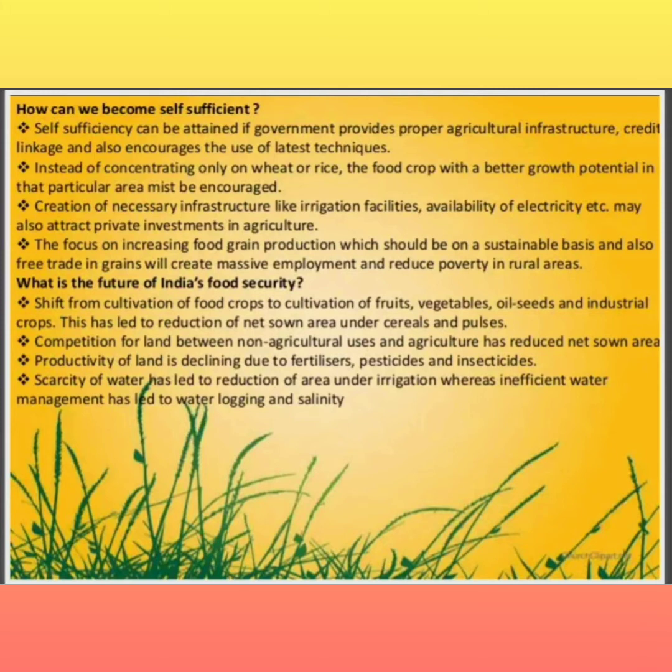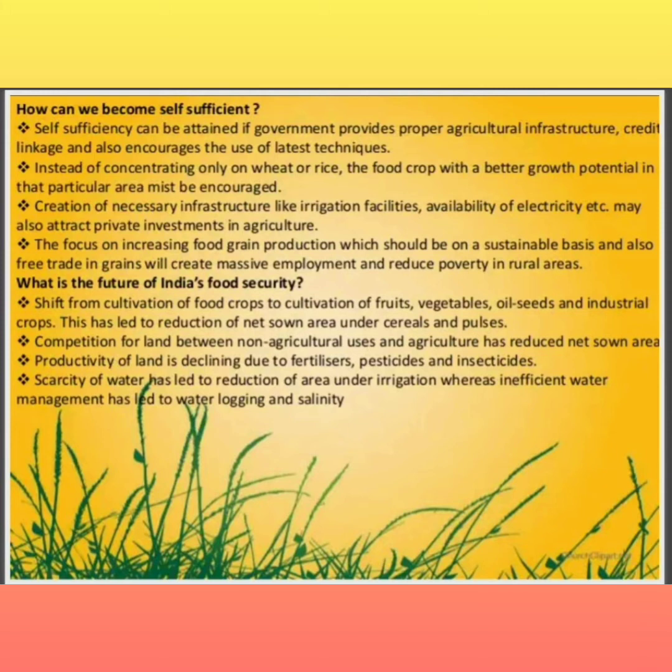Now, the next question is, what is the future of India's food security? A big question. So, what is the status of food security in India, or what is its future? There is a shift from the cultivation of food crops to the cultivation of fruits and vegetables, as we talked about, if you remember. Oil seeds are grown, industrial crops are grown. Now, this shift has actually led to the reduction of net sown area under cereals and pulses.